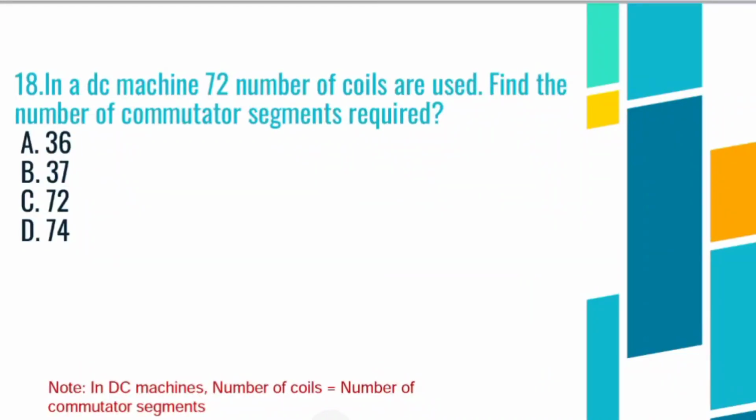In a DC machine, 72 number of coils are used. Find the number of commutator segments. Commutator segments is equal to number of coils actually in case of DC machines. Options: A 36, B 37, C 72, D 74. 72 number of coils are there. Hence, 72 commutator segments we have to use. Hence, C is the answer.